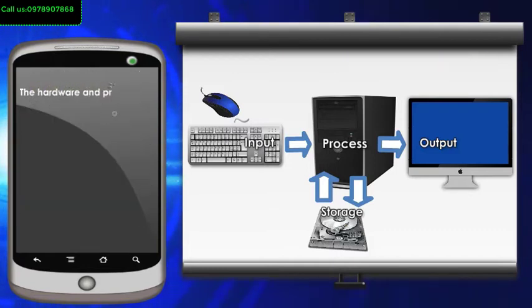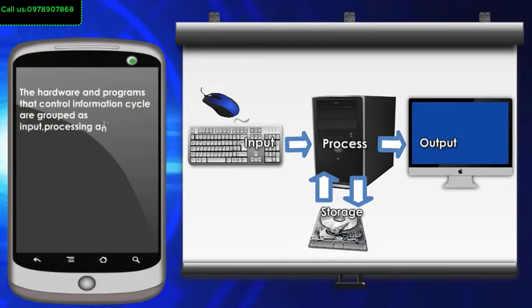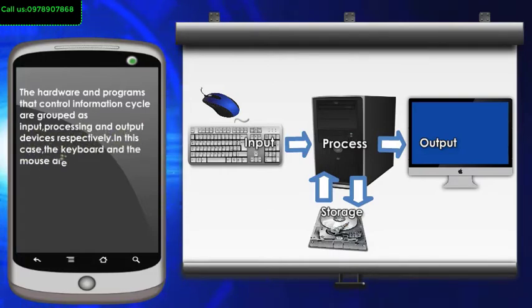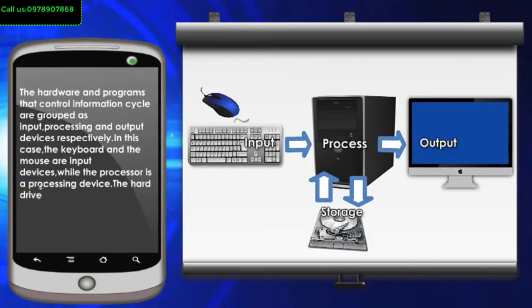The hardware and programs that control information cycle are grouped as input, processing, and output devices, respectively. In this case, the keyboard and the mouse are input devices, while the processor is a processing device. The hard drive is a storage device, and a monitor is an output device.